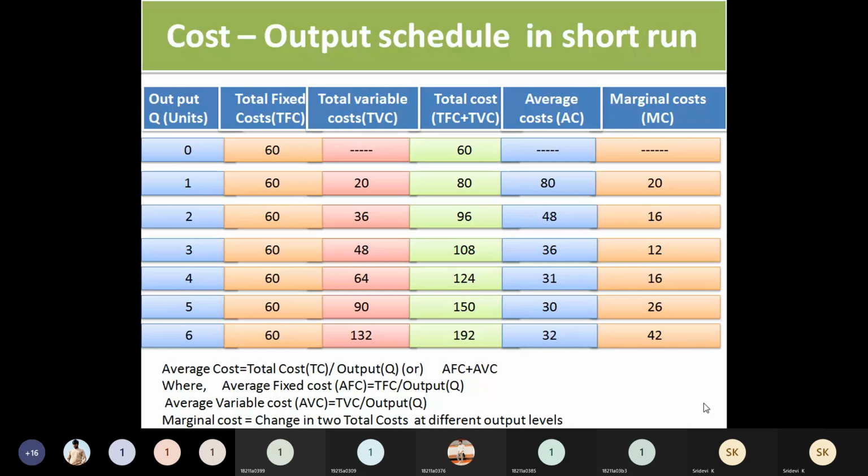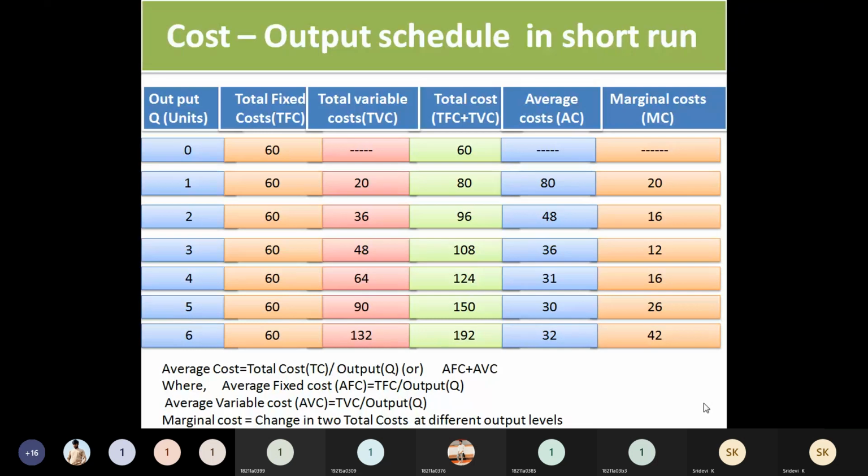Total cost is also increasing, equal to total variable cost. However much total variable cost is increasing, total cost is also increasing, but this started from 60. Total cost is 60. Okay, and average cost is decreasing up to 30, at 5 units of output, and it started increasing at 60 units.